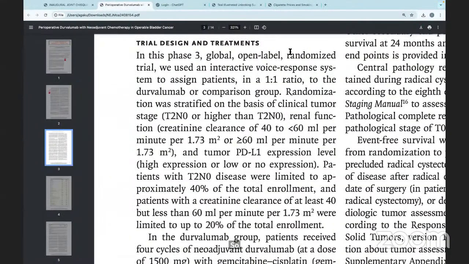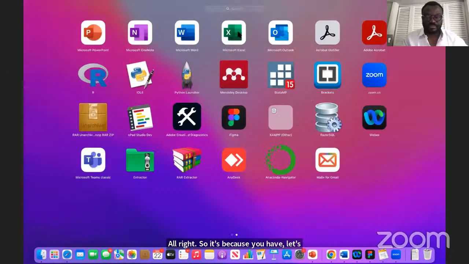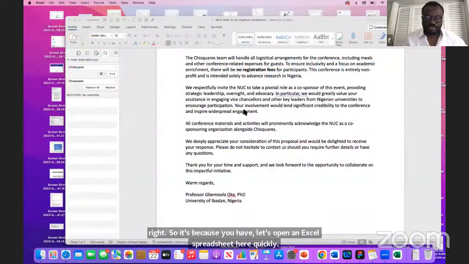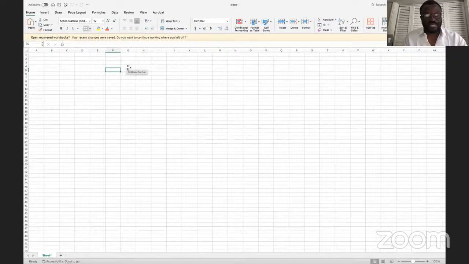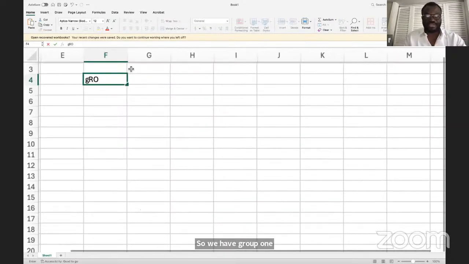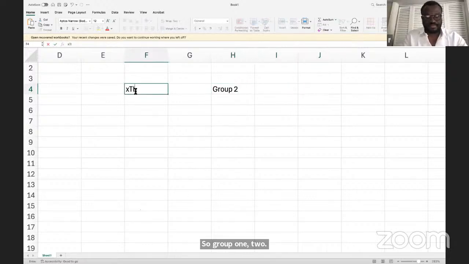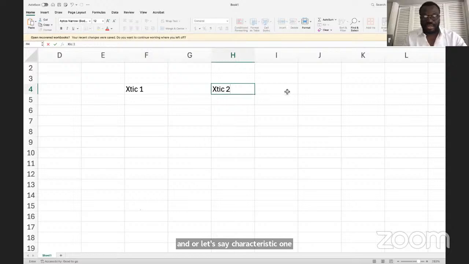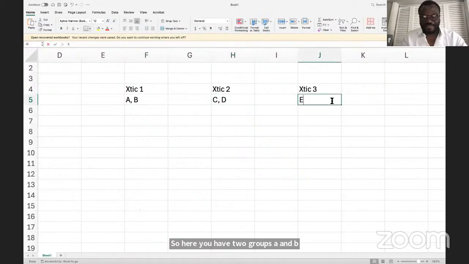Why not 6? All right, it's because you have... let's open an Excel spreadsheet here quickly. Can you see my screen, my spreadsheet here? Yes, sir. So we have group 1, or let's say characteristic 1, characteristic 2, and characteristic 3. Here you have 2 groups, A and B. Here you have C and D. Here you have E and F.